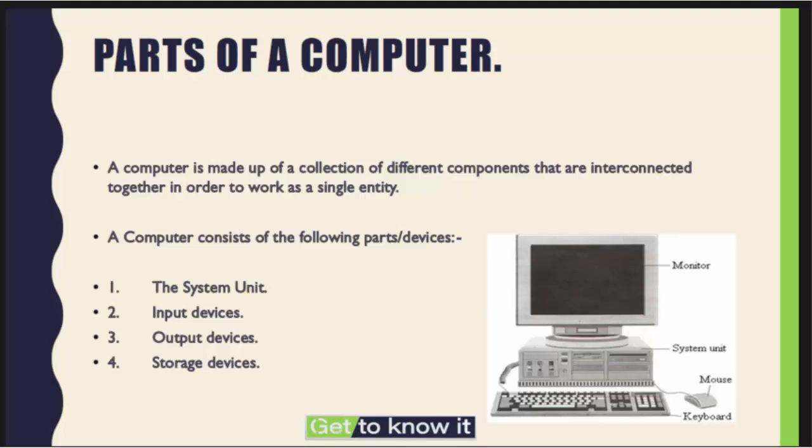So, types of system units. We usually have two types of system units. The first one is the tower system unit, and the second one is the desktop system unit. So let's start discussing the tower style system, and then we move on to the desktop system unit.